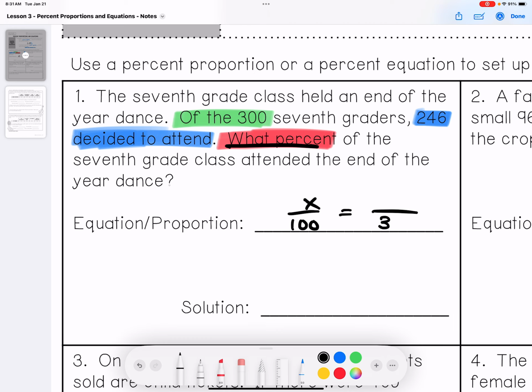"Of" tells us it's the whole, the word "of" there and that number. And then what's the number left? 246. That's the part, because 300 is the total amount of students, and 246 is actually what came. So it's the part of the whole. All right, now we're going to do our butterfly.